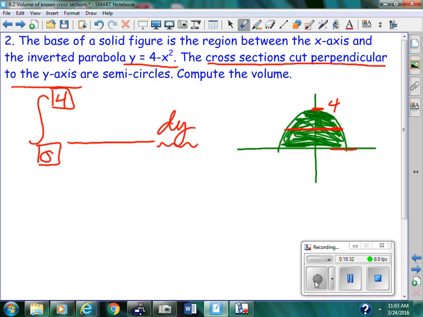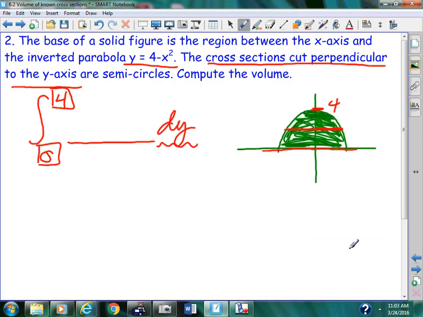Well, if you're stopping at the x-axis, the y value right there is 0 where you're shading. All right, next, from there, not only are the cross sections cut perpendicular to the y-axis, but it says those cross sections are supposed to be semicircles. That means that the formula that I've got to put on this line right here for my function is going to have to tell me how to find the area of a semicircle.